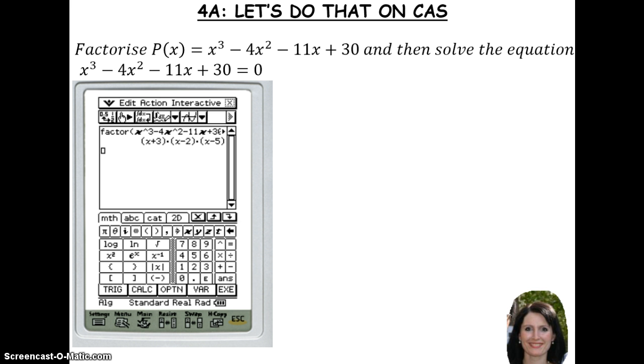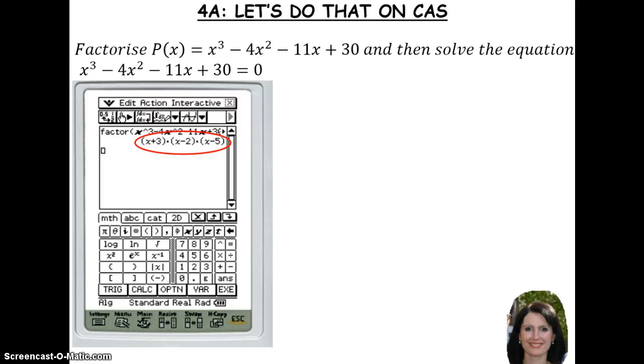We then click on factor, and it gives us this. It tells us the factors are x plus 3, x minus 2, and x minus 5. We're almost there. We've factorised it. The next part tells us to solve the equation.